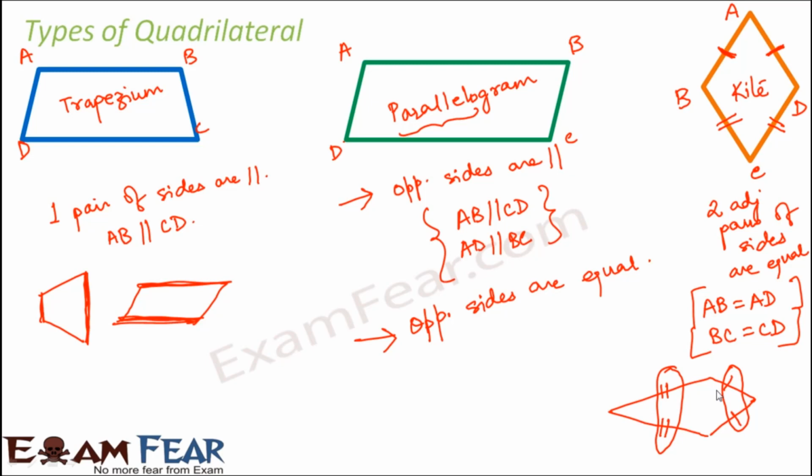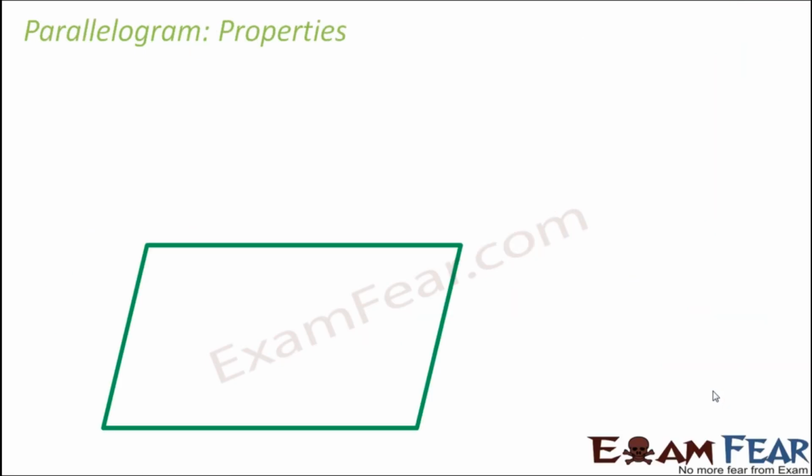So do not go just by the look of the quadrilateral. Just by looking at it, do not decide whether it is a parallelogram or a trapezium or a kite. Look for the properties of that image to decide what it is. Now that we have discussed three important types of quadrilateral, let us start discussing parallelogram in more detail. We will talk about the properties of parallelogram.